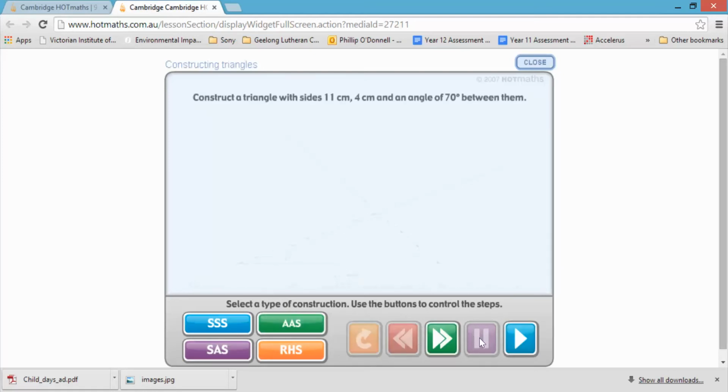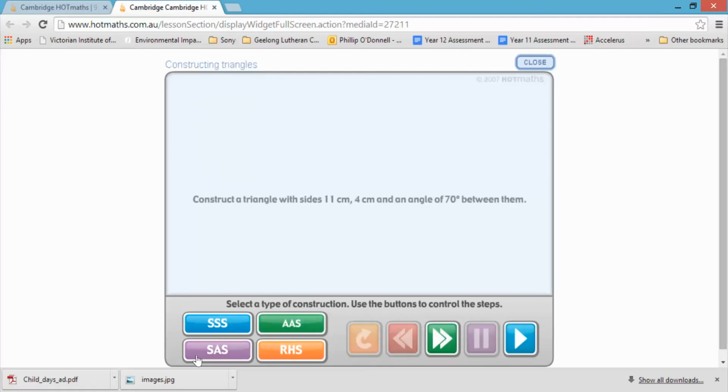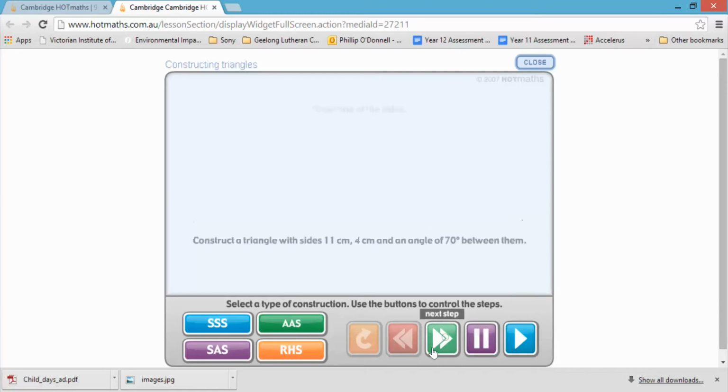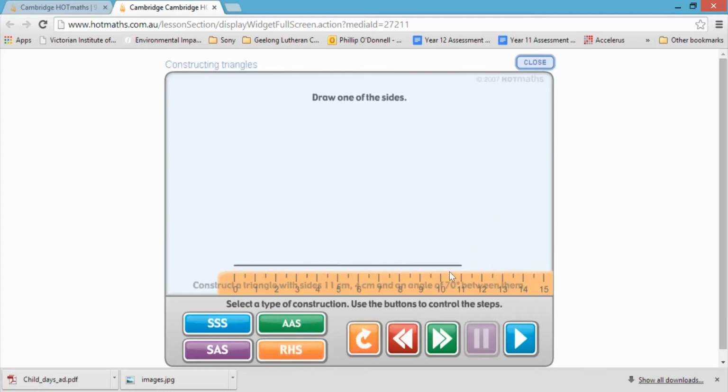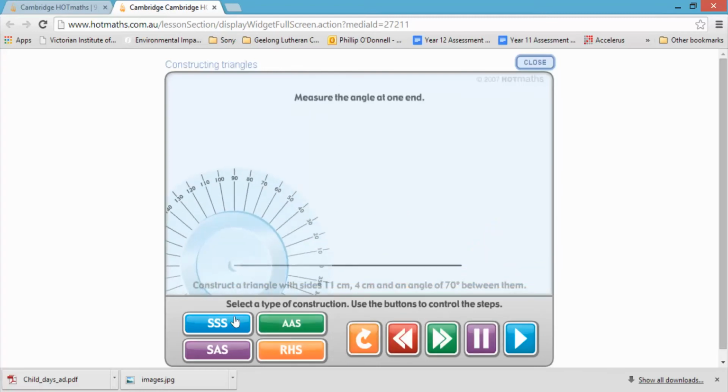So last one, we have side angle side. Remember, the angle has to be in between the 2 sides. So construct a triangle with sides of 11 centimeters, 4 centimeters, and an angle of 70 degrees in between them. So there we go. We do 11 centimeters. There's our first side. We get our protractor out.